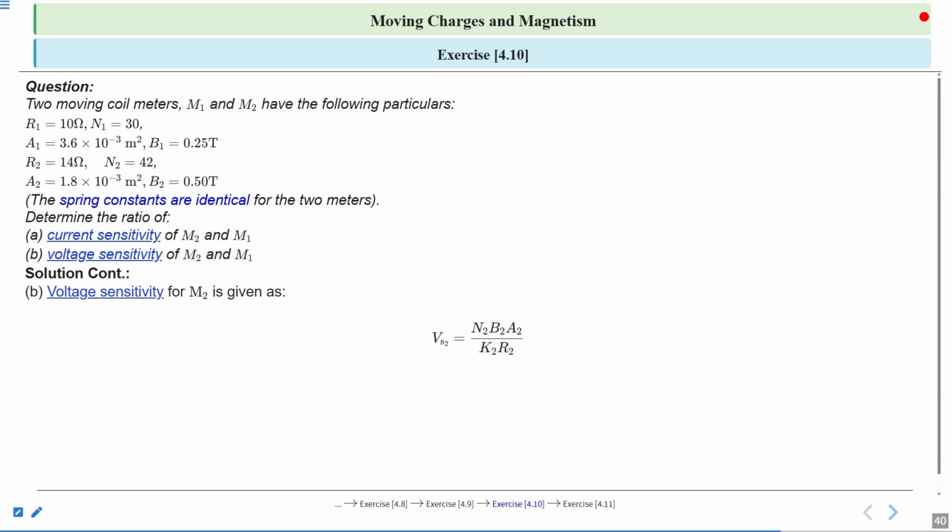So phi upon I is current sensitivity, and also R is there in the denominator. So N2 B2 A2 upon K2 is current sensitivity, and upon R in the denominator it will result in voltage sensitivity. We have done the expression in our previous lecture. So voltage sensitivity for M2 is given as Vs2 equal to N2 B2 A2 upon K2 R2, and voltage sensitivity for M1 is given as Vs1 equal to N1 B1 A1 upon K1 R1.